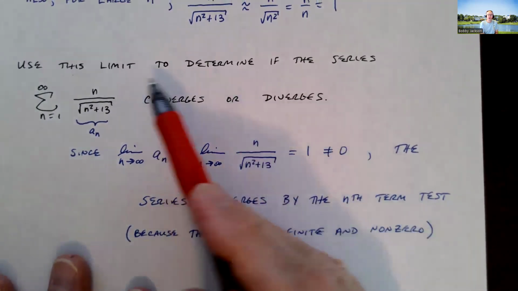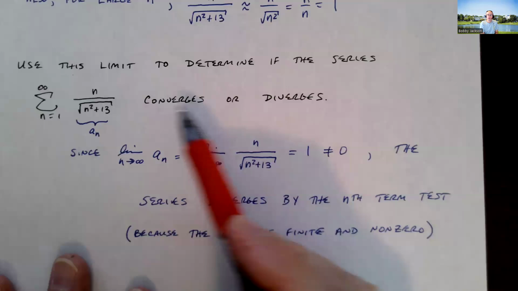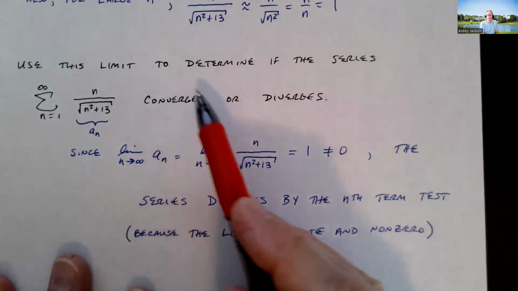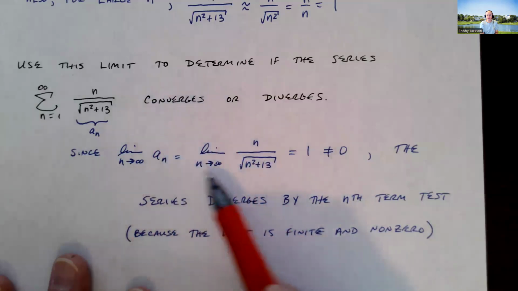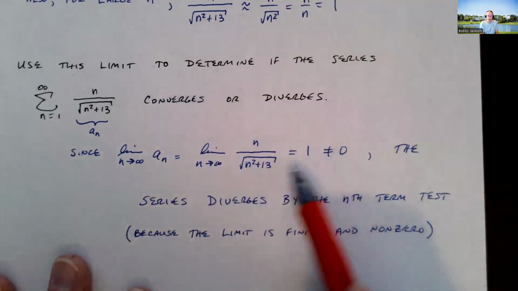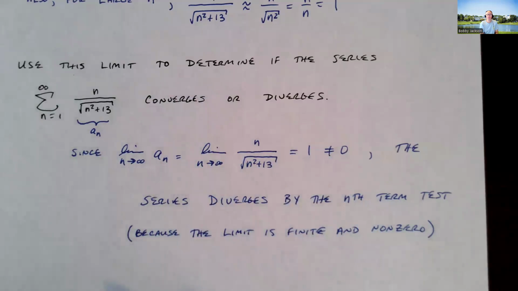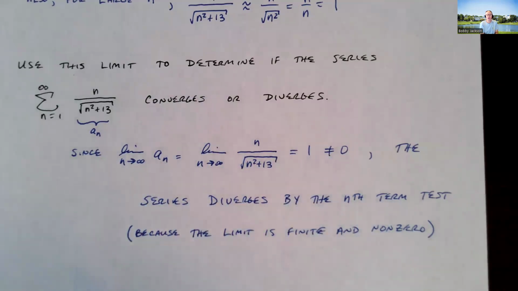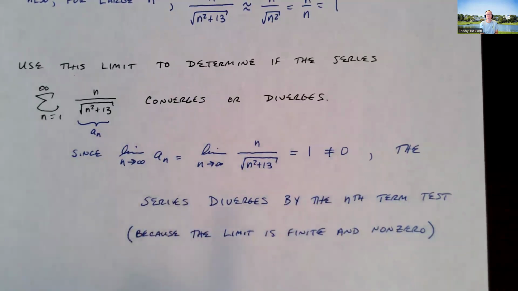It says determine if the series converges or diverges. Well, finding this limit is not going to tell us whether or not the series converges. If this limit were 0, remember, that doesn't tell us anything other than the series has a chance to converge. Okay, so it's only when this limit is not 0 can we say the series diverges by the nth term test. Okay, hope this is helpful.